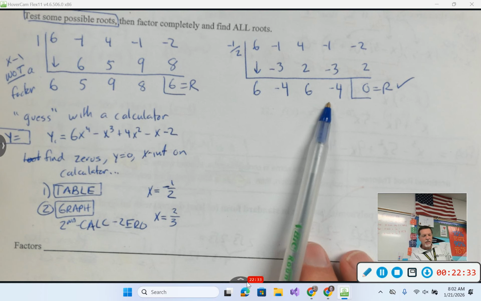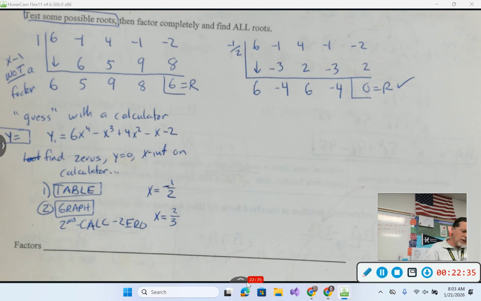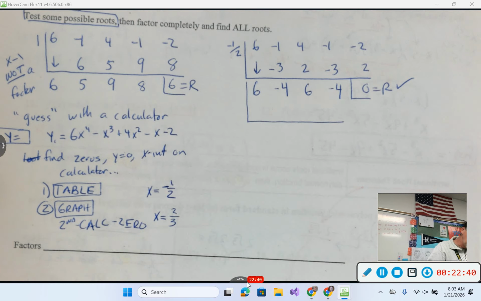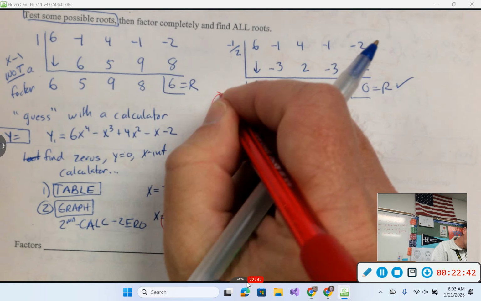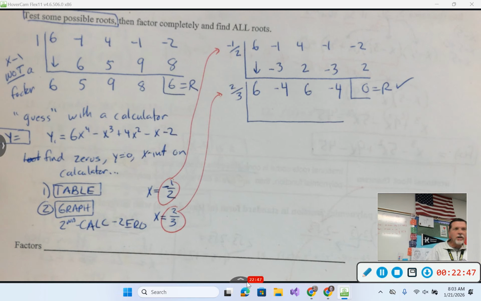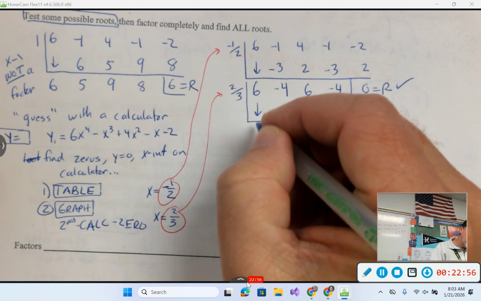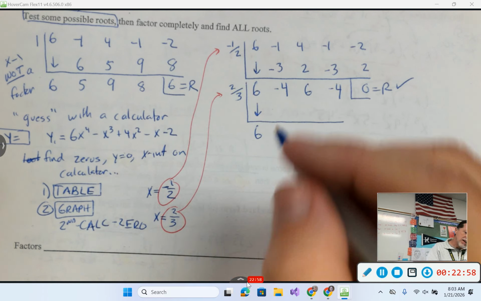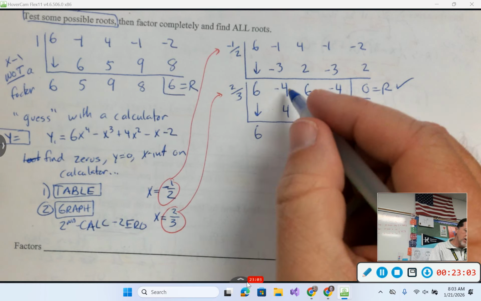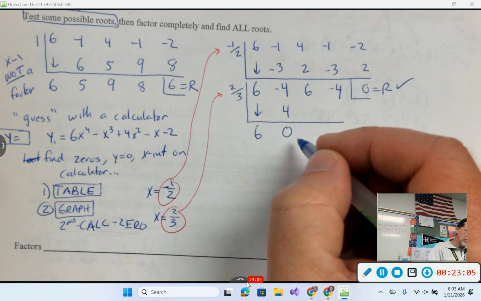That's one of the factors. But we can also synthetic divide with 2/3. And the good news is we can do it on the depressed polynomial, the depressed coefficients. So as we find more zeros, we get an easier and easier thing to deal with. 2/3 of 6. That would be 4. Negative 4 plus 4 is 0.